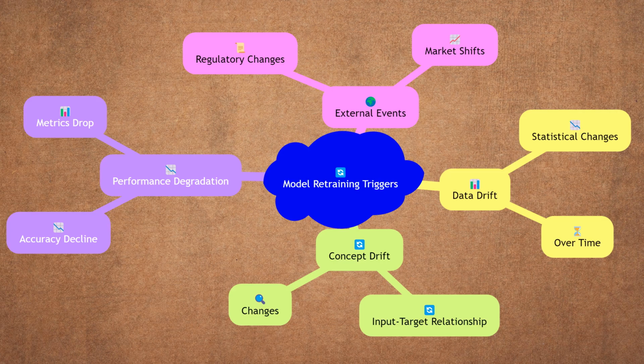There are several types of event-based triggers that can signal the need for model retraining. These include data drift, concept drift, performance degradation, and external events. Data drift occurs when the statistical properties of the input data change over time. Concept drift refers to changes in the relationship between input data and the target variable. Performance degradation is observed when the model's accuracy or other performance metrics decline. External events, such as regulatory changes or market shifts, can also necessitate retraining.